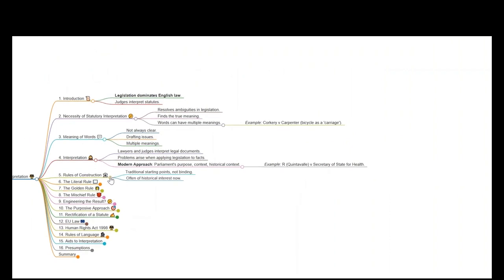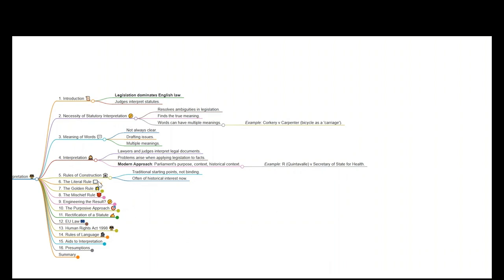5. Rules of construction. Now, let's move on to the traditional rules of construction. These are traditional starting points for statutory interpretation, but they aren't binding rules. As the judgment in Quintavalle shows, these rules are often now of historical interest.